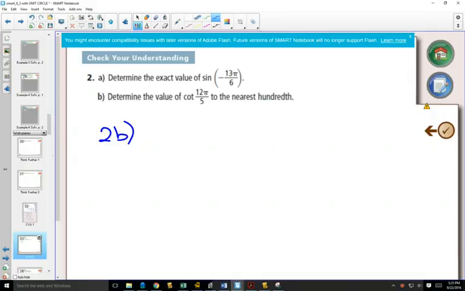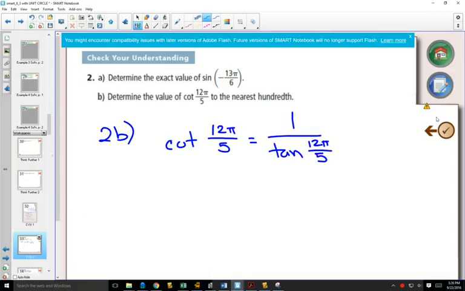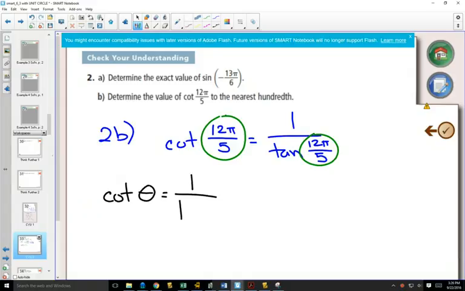First of all, our calculator just has sine, cos, and tan. So when we're determining cotangent, the first thing we're going to do is figure out that cotangent of 12 pi over 5 is the same as the reciprocal of tangent. Now, the one thing that's important to notice is in our definition of cotangent, we learned, and we wrote this down before, that cotangent of theta is 1 over tangent of theta.